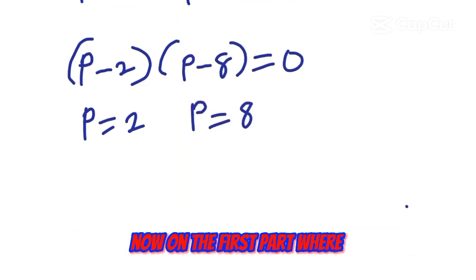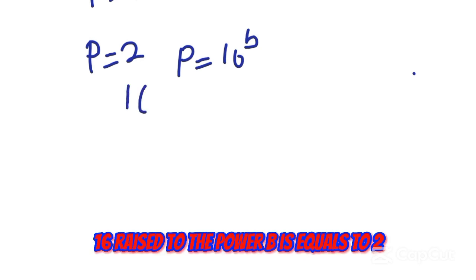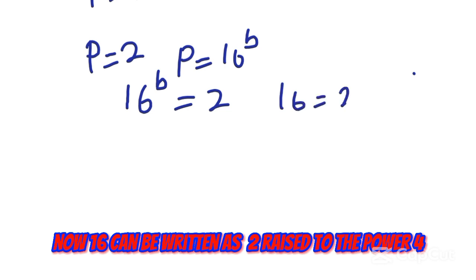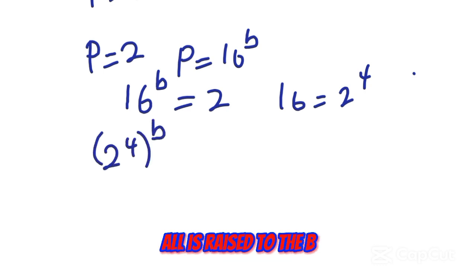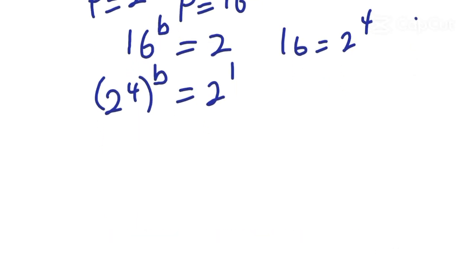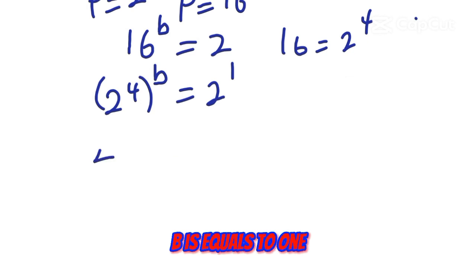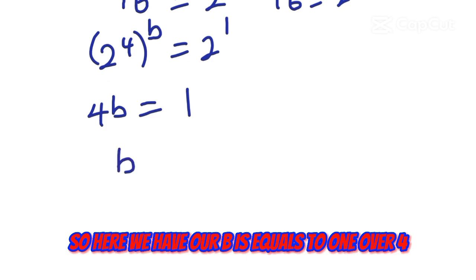Now, on the first part, where p is equal to 2, we have that our p is equal to 16 raised to the power of b. So we have that 16 raised to the power of b is equal to 2. Now, 16 can be written as 2 raised to the power of 4. So we're going to substitute that here. We have 2 raised to the power of 4 all raised to the power of b is equal to 2 raised to the power of 1. So now, since they have equal bases, we'll be left with 4b is equal to 1. So here we have that our b is equal to 1 all over 4.